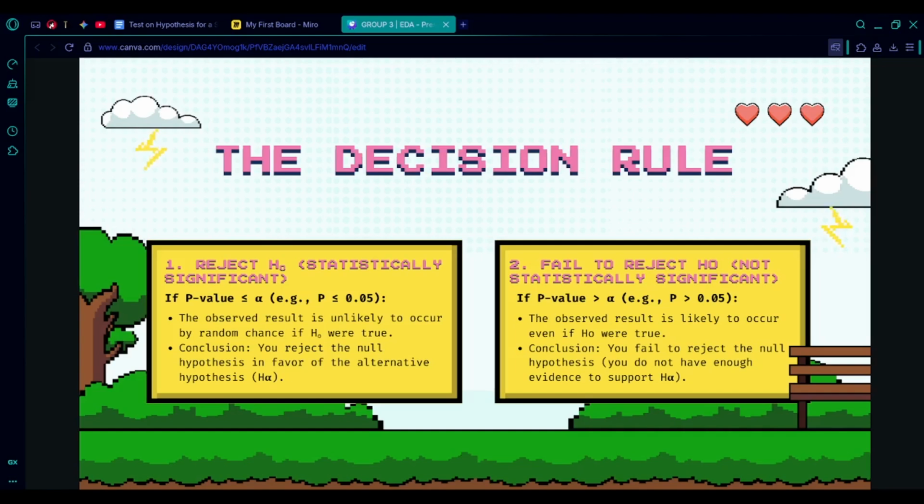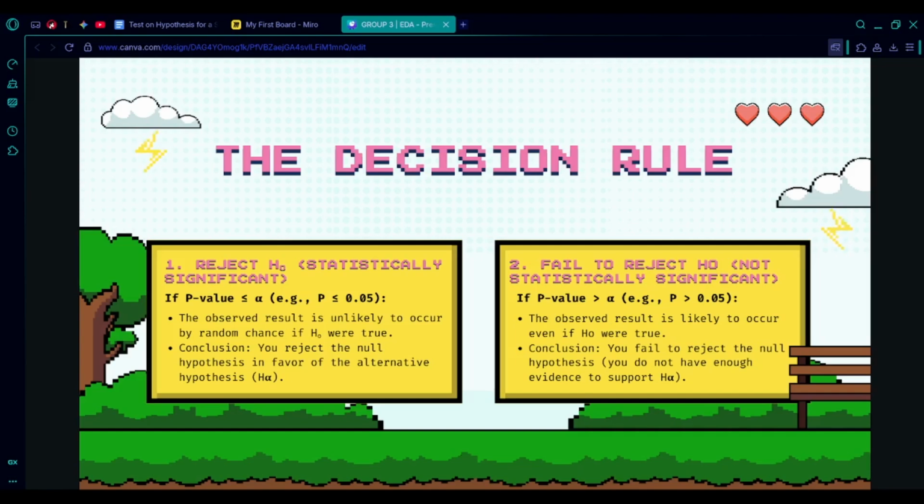What is the second rule or the second condition? If we fail to reject the null hypothesis, basically we accept the null hypothesis. This is not statistically significant. If the p-value is greater than the alpha level, let's say for example, we got the value of p here of 0.06. Obviously that is greater than 0.05. In that case, we accept the null hypothesis.